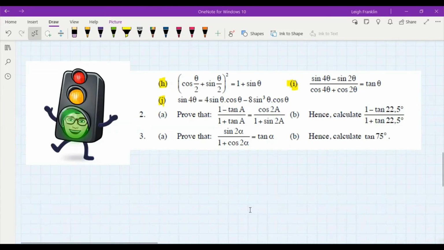Oh, you mean your final answer? You're getting 1 plus sine 2 theta instead of 1 plus sine theta. Oh, okay. I think I understand what you mean now. All right. Okay. So can you see there?